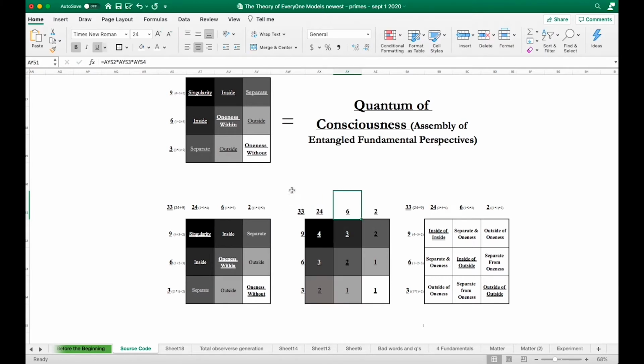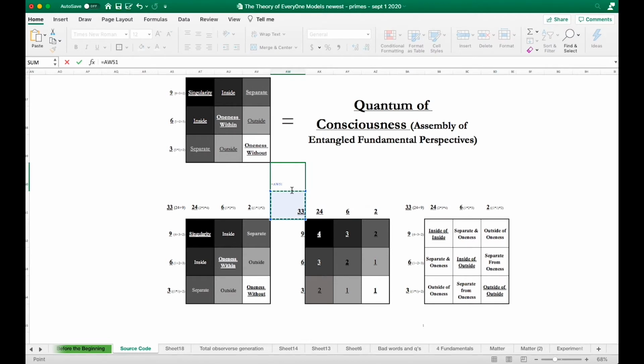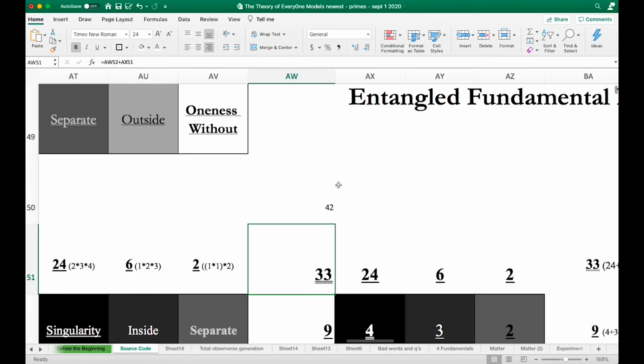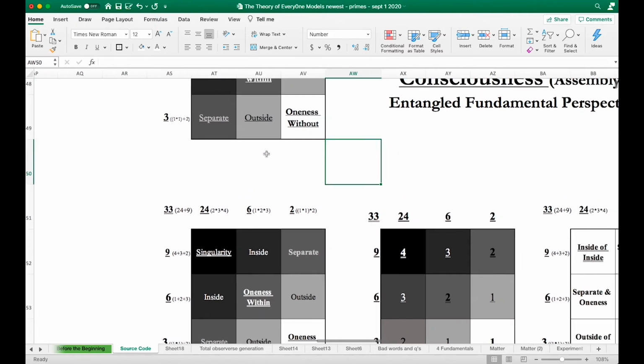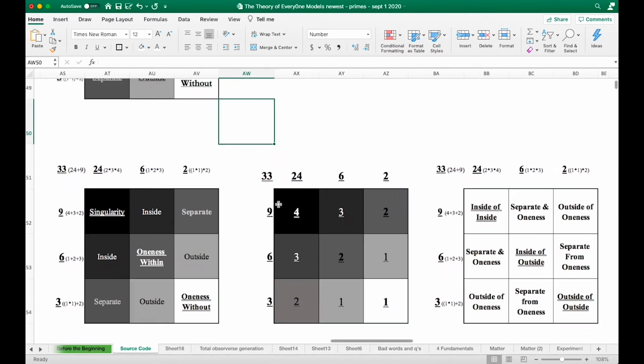And then if you really wanted to get crazy with it, boom, 42. 4 plus 2 is 6, 3 plus 3 is 6. It's just a shift in perspective of the same structure. And there's 6 perspectives: singularity, oneness within, oneness without, inside, separate, outside. And these come from the 4 fundamental perspectives. And oneness breaks itself down, essentially.